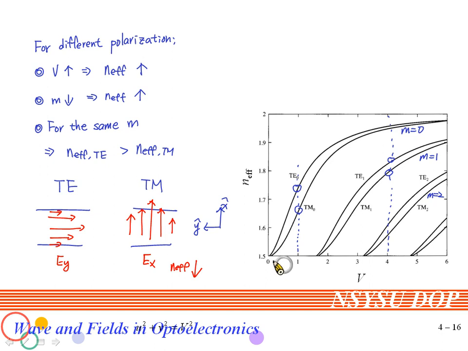Okay? So let's review what we have learned from this figure. As we increase the normalized frequency, for each mode order, the NEFF will be increased. For the same normalized frequency, if we reduce the mode order, the NEFF will be increased. Besides, for the same mode order, the NEFF of TE mode will be larger than NEFF of TM mode due to the mode field distribution.